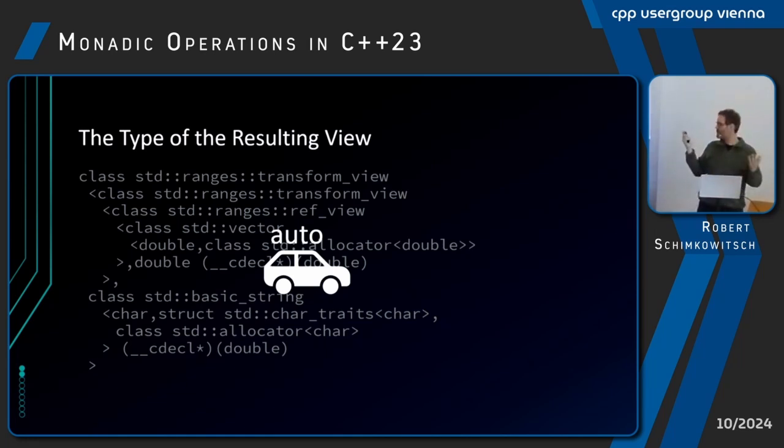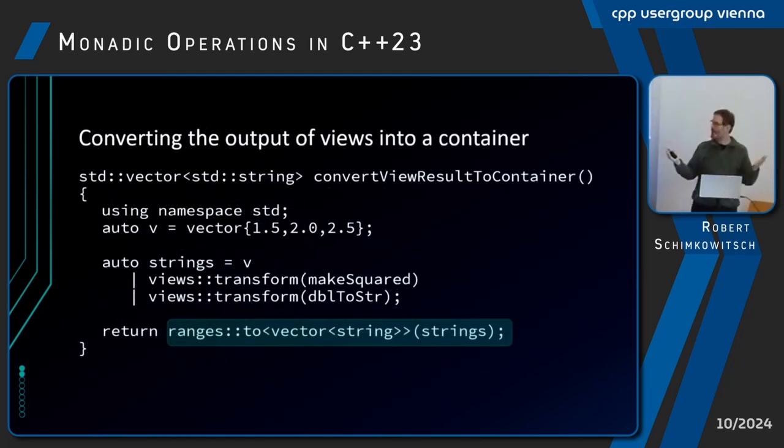And this, what can we do about that? One way is to convert the output of a view into a container. And C++23 gives us a very nice function for that, which is std::ranges::to. It can convert a view into any compatible container, which is not only the standard containers, but also lots of library containers. For example, I know that Qt containers work with this, just to give you an example. This way we now get a clean return type for our function.